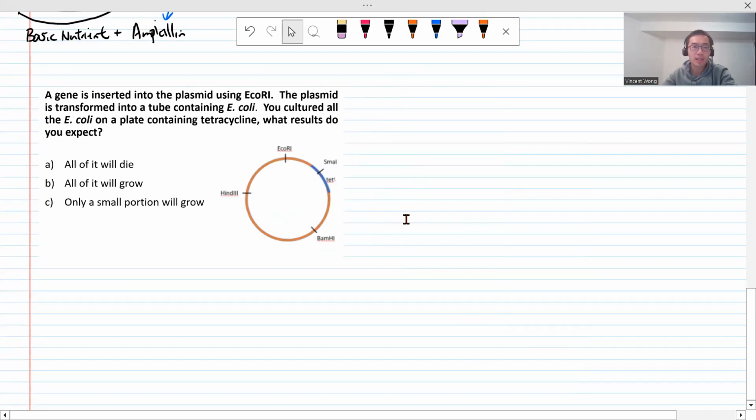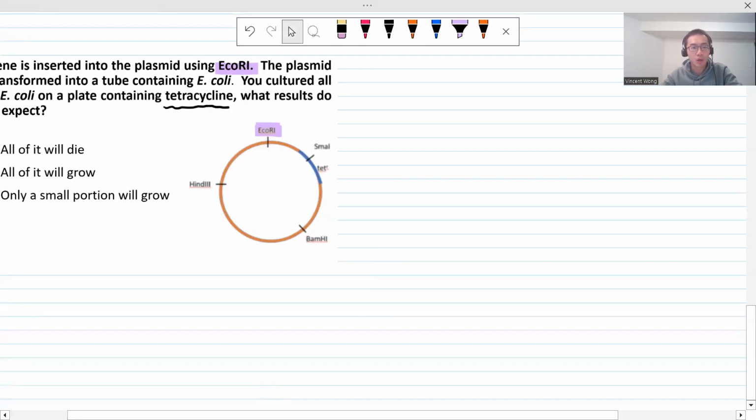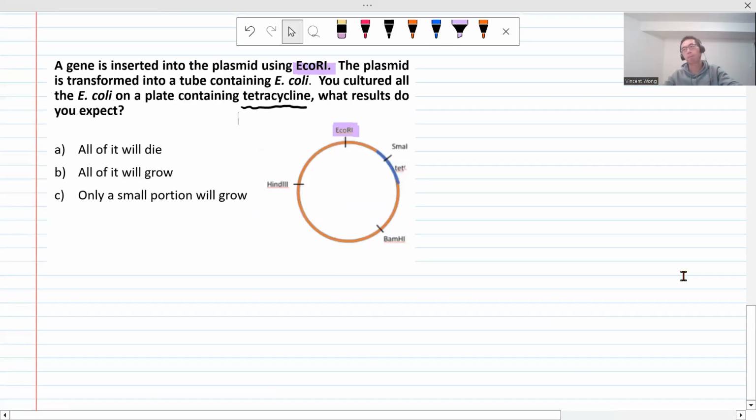A gene is inserted into a plasmid using EcoRI. Okay, so EcoRI is right here. The plasmid is transformed into a tube containing E. coli. You cultured all the E. coli on a plate containing tetracycline, which is an antibiotic. What result do you expect?